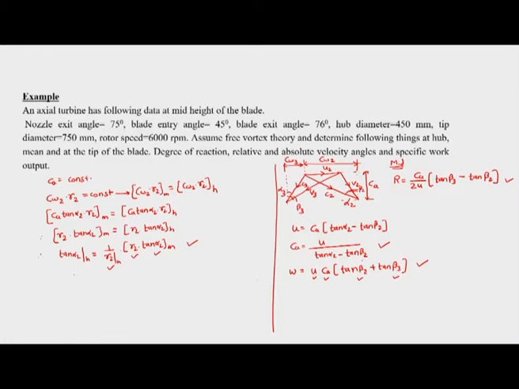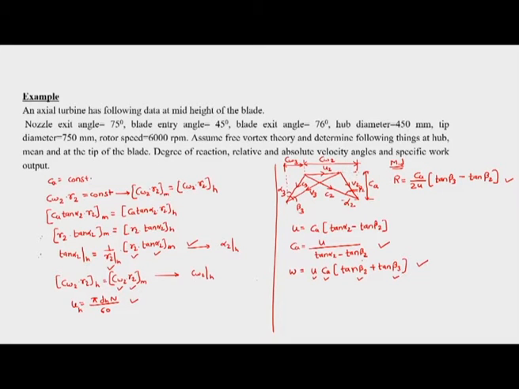Further, since we know this, we also know Cw2 at mid. Cw2 into R2 at hub is equal to Cw2 into R2 at mid. So at mid we know Cw2, at mid we know R2. From this equation we know Cw2 at hub, so this is also known to us. Now we can proceed with these things. Further, for that we should know U at hub is equal to pi dh into n by 60.